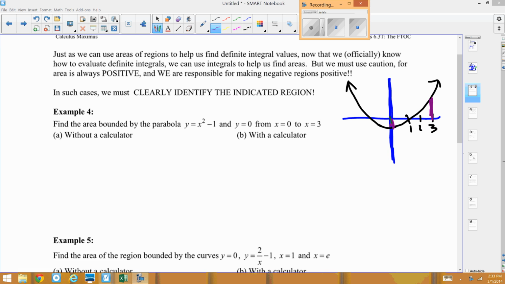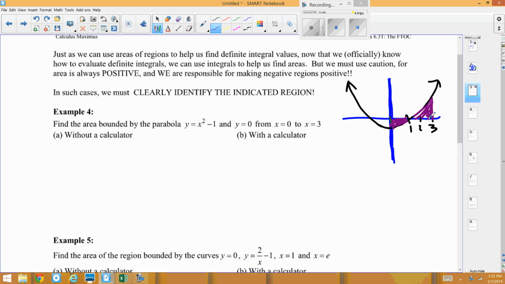Okay, so now we're going to try to apply this a little bit. The way that we can do that is by using integrals to help us find area. And remember, area is always positive. So if we want to find area, we need to make any negative parts the opposite, sorry. So we're looking for this area down here and this area up here.